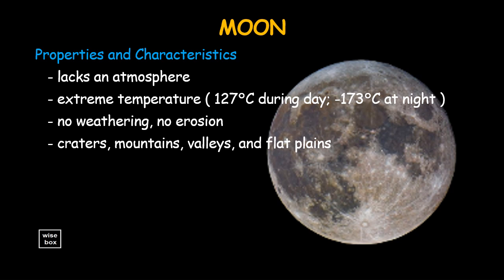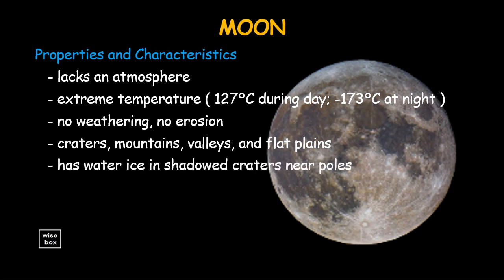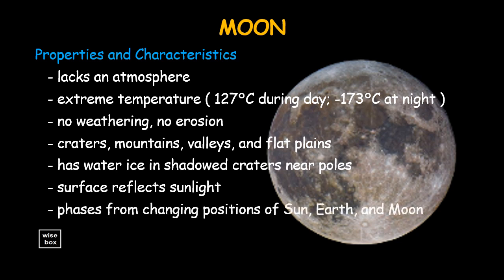Despite its barren appearance, the Moon has water ice in permanently shadowed craters near its poles, discovered by recent missions. The Moon's surface reflects sunlight, which contributes to its brightness in the night sky. Its phases result from the changing positions of the Sun, Earth, and Moon. Understanding the Moon's properties and characteristics provides insight into its influence on Earth, and its role in the broader context of the solar system.